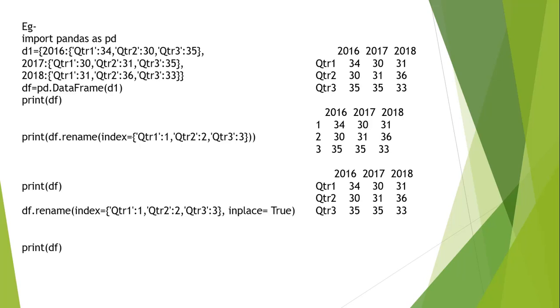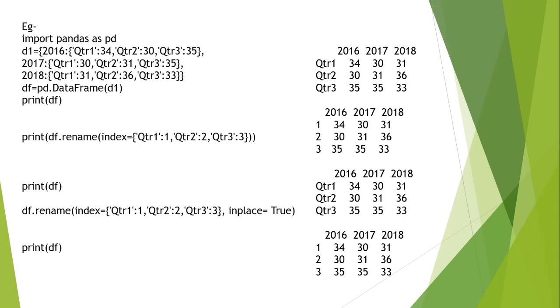Okay, and that can be done with this argument in place is equals to true, because by default the in place is equals to false. But when we write in place is equals to true, this will reflect the changes in the data frame. And now if we print df, let's see the output.